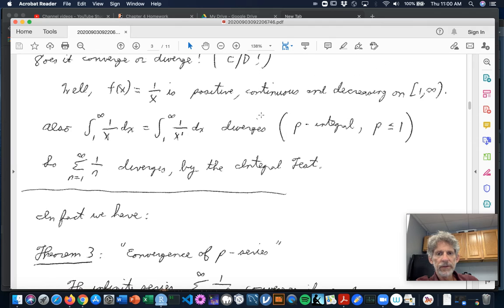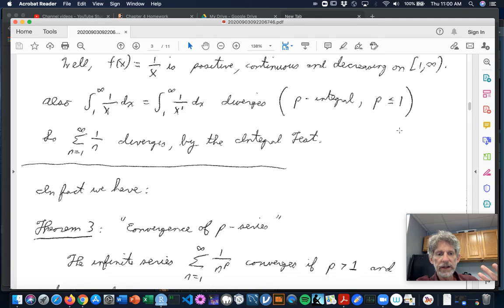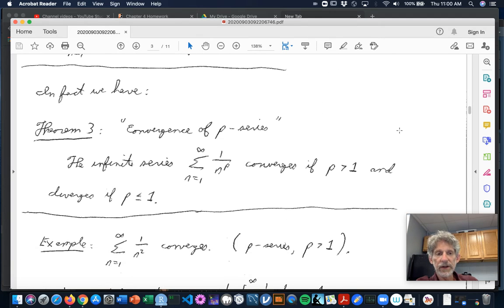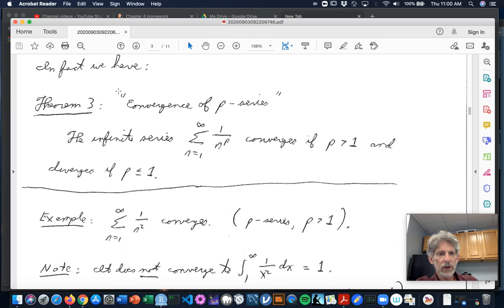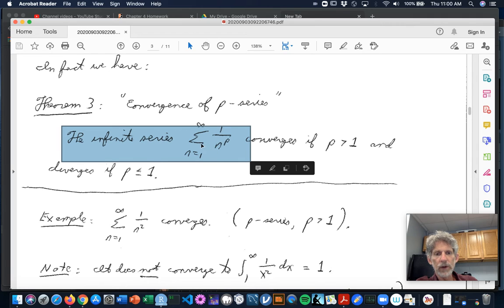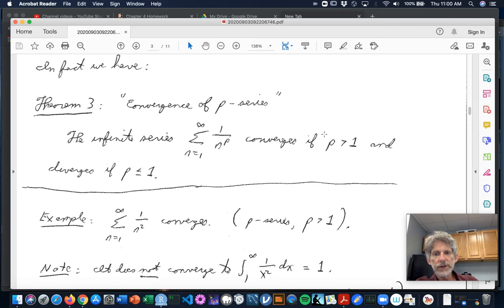Actually, this p integral theorem for improper integrals leads to a theorem for infinite series. Theorem 3 in the book, called Convergence of p-series. The infinite series sum, n goes from 1 to infinity, of 1 over n to the p, will converge if p is bigger than 1, and it will diverge if p is less than or equal to 1. And all you've got to do is just use the integral test on it. Look at the integral from 1 to infinity of 1 over x to the p and check to see whether that converges or diverges.